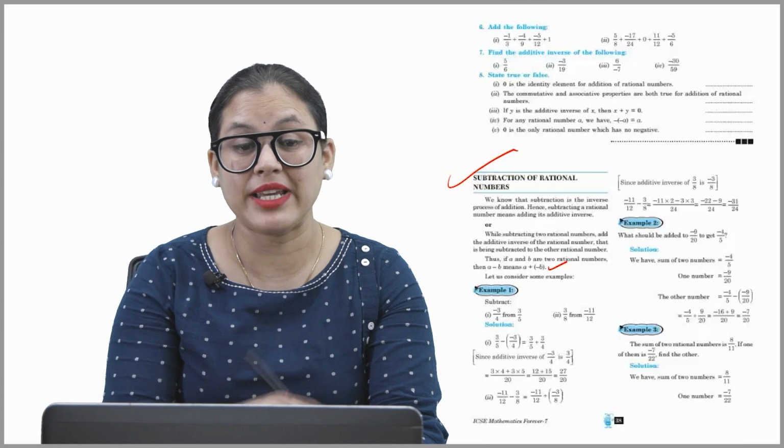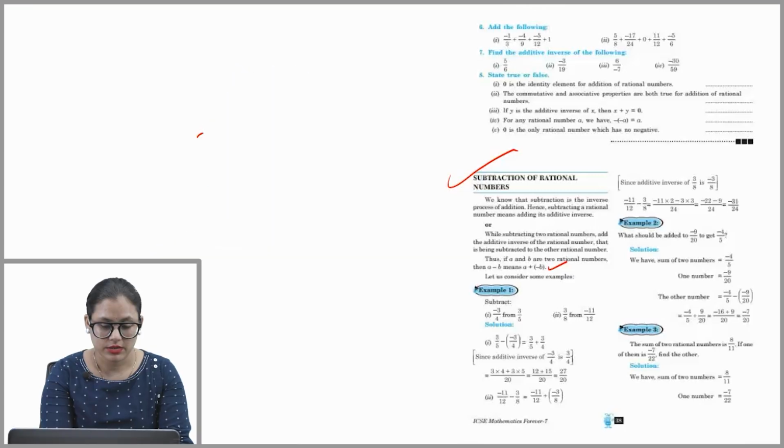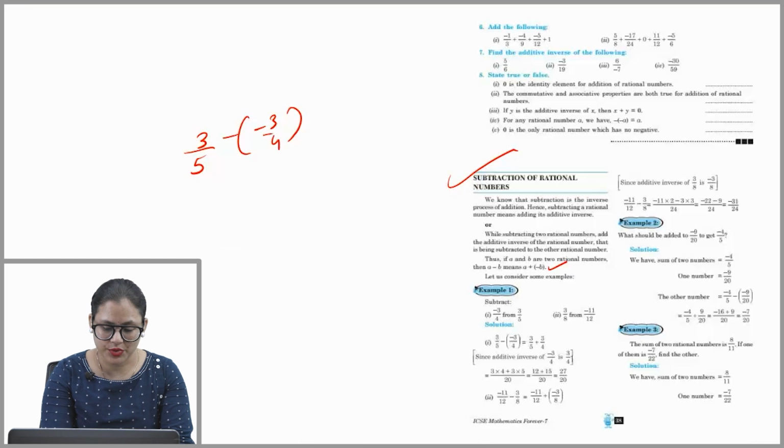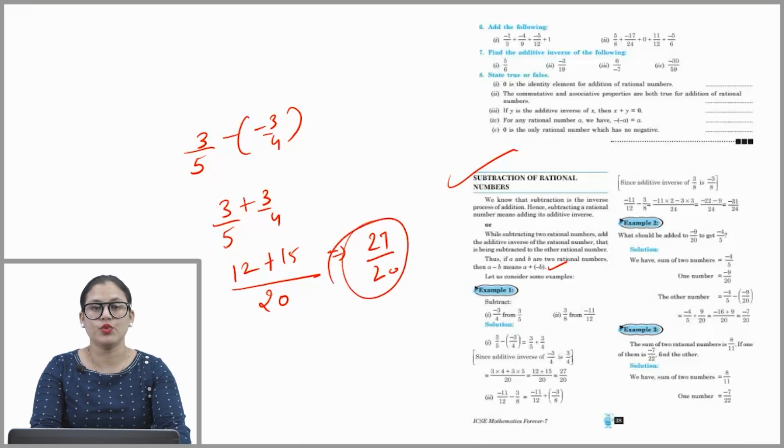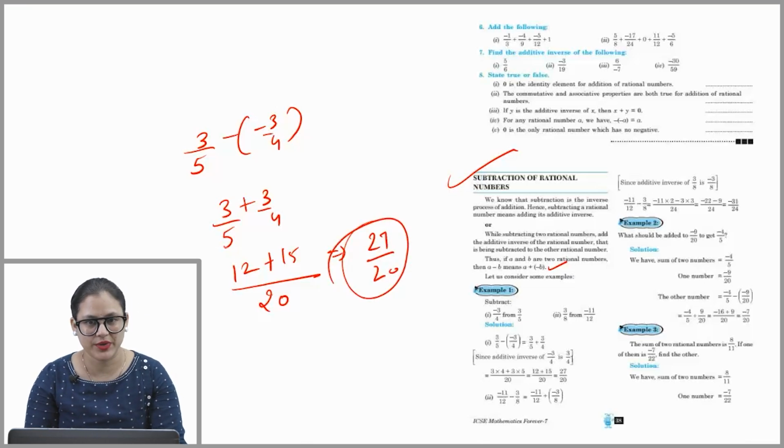Let us consider some examples. We have to subtract minus 3 by 4 from 3 by 5. So 3 by 5 plus 3 by 4. Now take the LCM, 20. 3 4s are 12 plus 3 5s are 15. 12 plus 15 is equal to 27 by 20. You can also convert it into a mixed fraction, right?